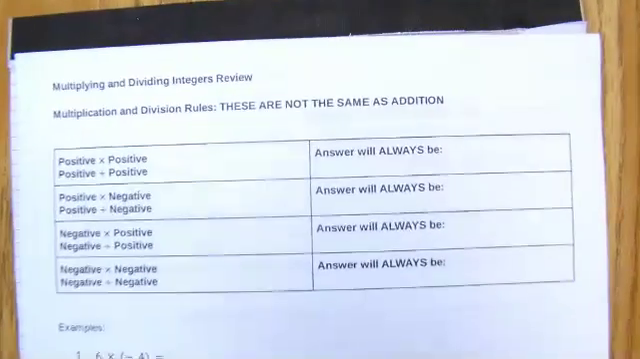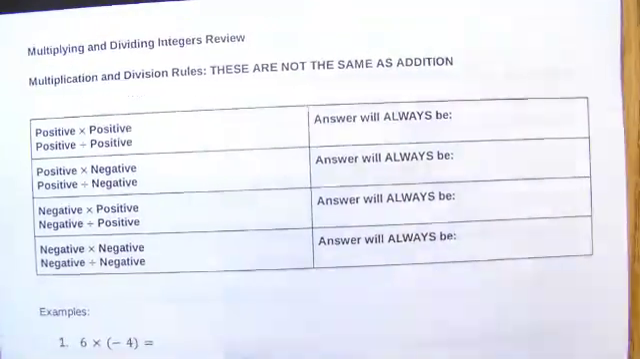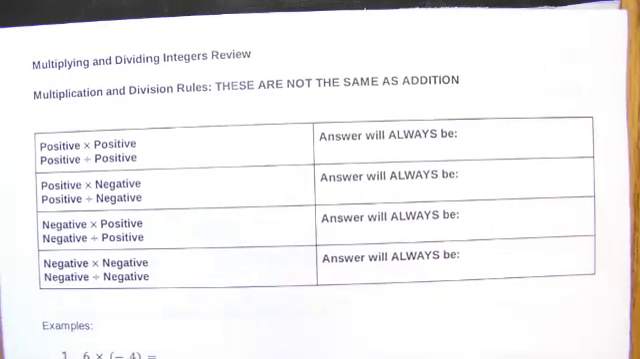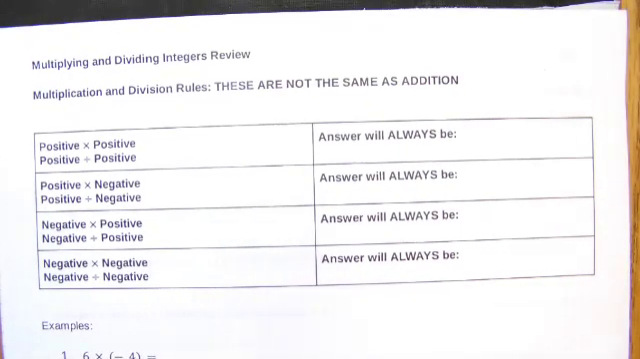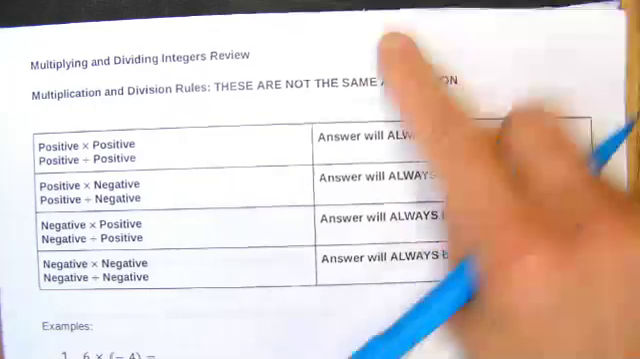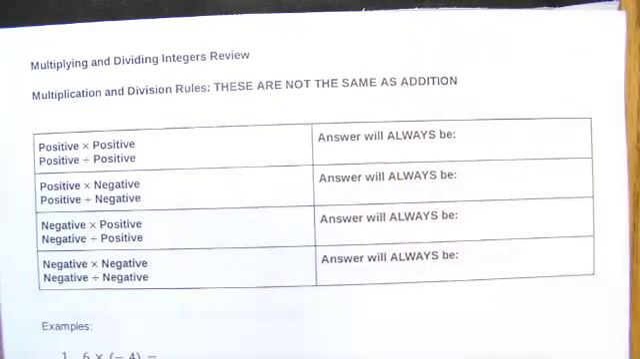All right, here we go. You should have this in front of you. We're going to review multiplying and dividing integers today. Remember, integers are positive and negative whole numbers. Please put your first and last name here, first name, last name, so that I know who to give credit to.